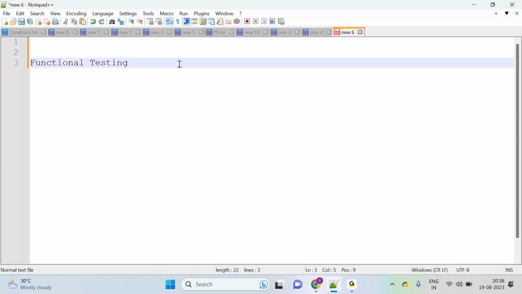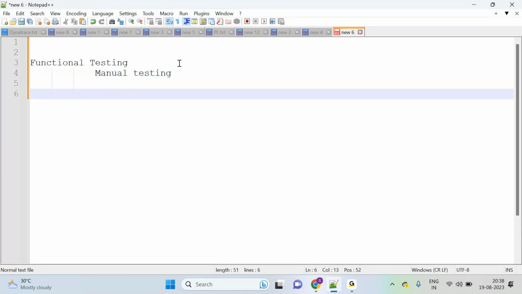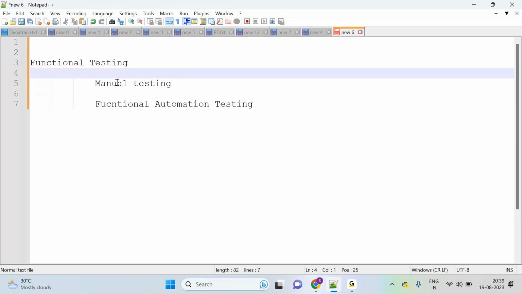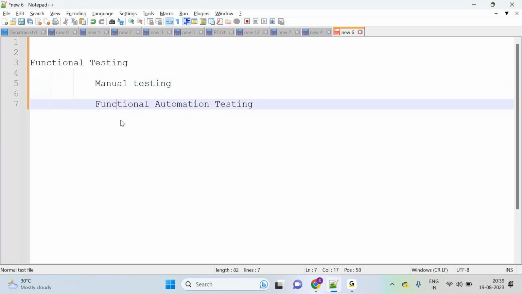So functional testing, in industry, what are all the job roles people are doing? Something called manual testing, or something called functional automation testing. In functional testing, people are focusing on manual testing. This is also one job role people are doing. And then functional automation testing, where people are using tools like UFT or Selenium. Some people are doing their work with that.